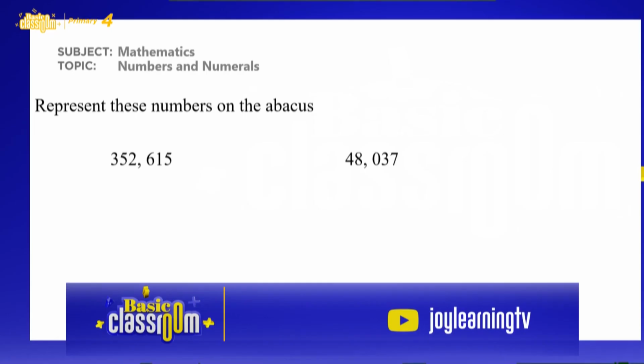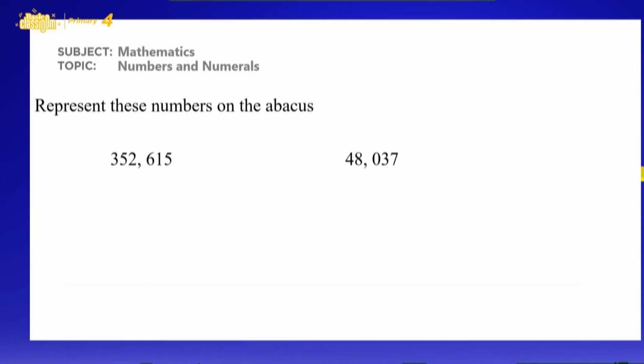Good. So we have this number for you: 352,615. We are going to use the abacus to represent this number. So, we have our abacus. We have the ones, the tens, the hundreds, the thousands, the tens of thousands, and the hundreds of thousands as well.